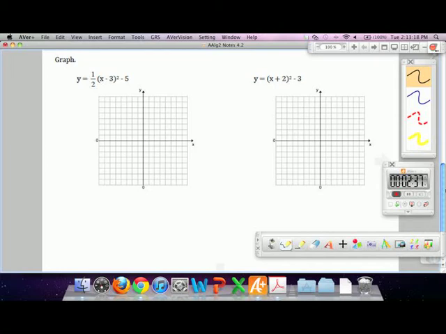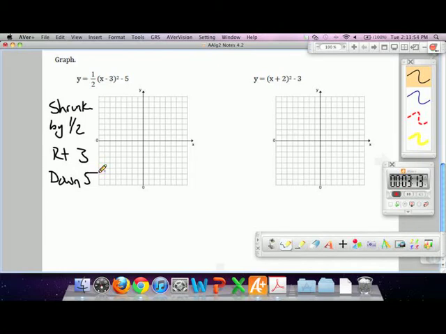So for example, what are all the transformations going on in our first example here? y equals 1/2 of (x minus 3) squared minus 5. Alex? It's shrunk by 2, or 1/2, whatever you want to call it. It's moved to the right 3, and it's moved down 5. Shrunk by 1/2. It's gone opposite of 3, so to the right 3, and same as -5, so down 5. So we'll take our original graph.